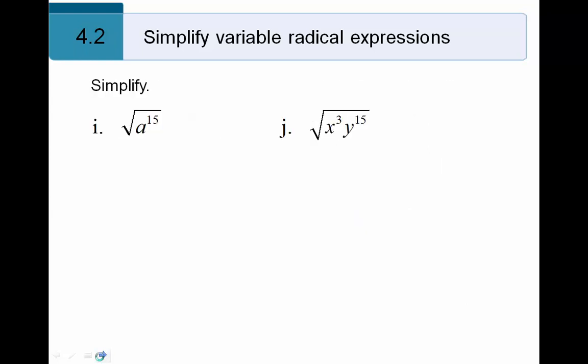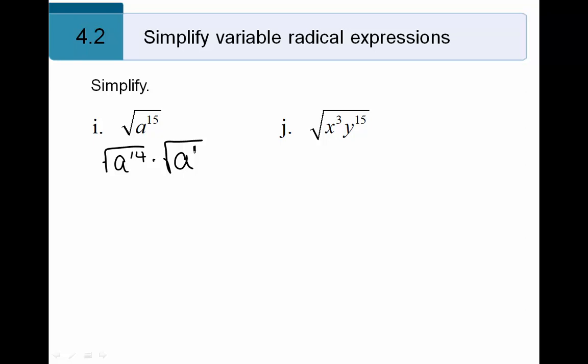Okay. So look at problem I on page 242. And notice we're taking the square root of a to the 15th. And obviously 2 does not evenly divide into 15. So this is what you're going to do when you have an odd exponent. You're going to take one away from the 15. You're going to rewrite radical a to the 15th as the product of two radicals. You're going to write it as radical a to the 14th times radical a to the 1st, since a to the 14th multiplied by a to the 1st is a to the 15th.